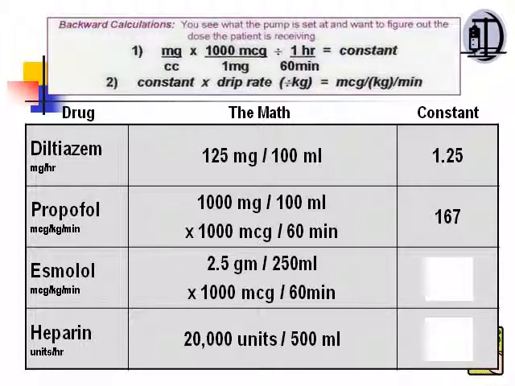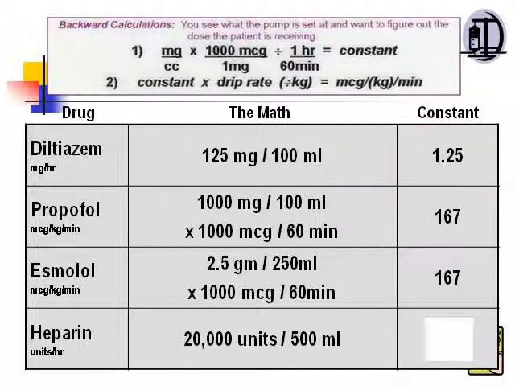Do we need to multiply times 1,000? Yes, because it's mics per kilo per minute. Do we need to divide by 60? Yes, because it's mics per kilo per minute. So the math is going to be 2,500 divided by 250 times 1,000 divided by 60, and we get 167.